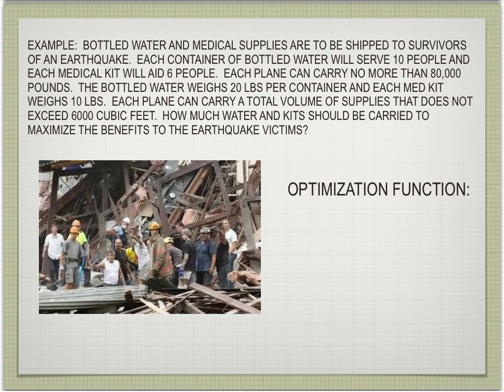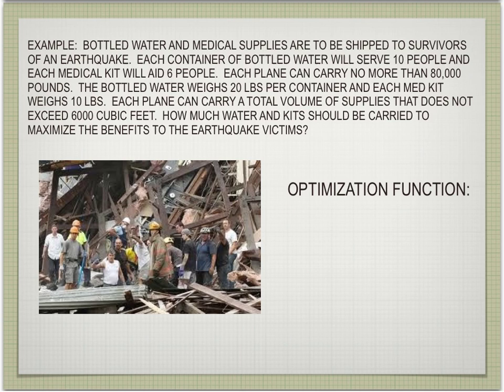And we have some limitations as well. The plane is limited to 80,000 pounds. And we have some weights for the water and the med kits. And the volume, of course, has to be a limiting factor as well, 6,000 cubic feet. So first of all, what we want to look at is my optimization function. And that optimization function is oftentimes maybe a profit or a cost that we're trying to maximize or minimize.